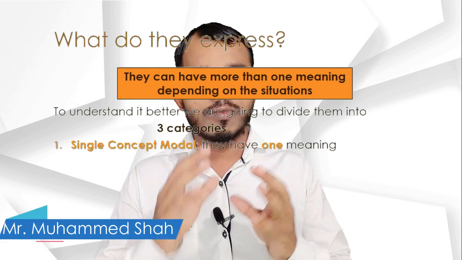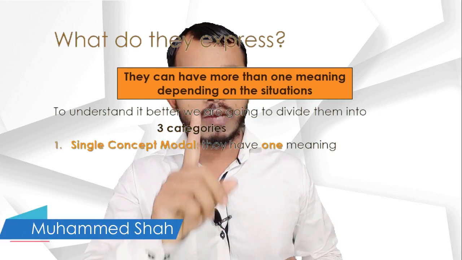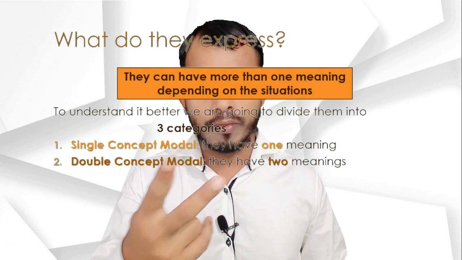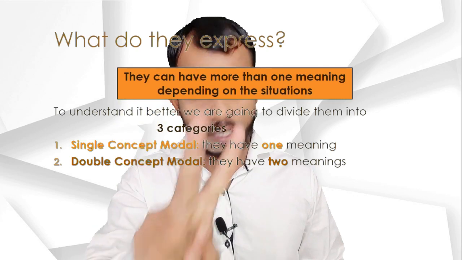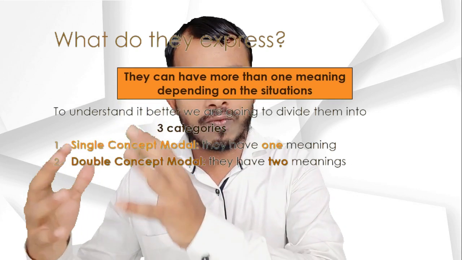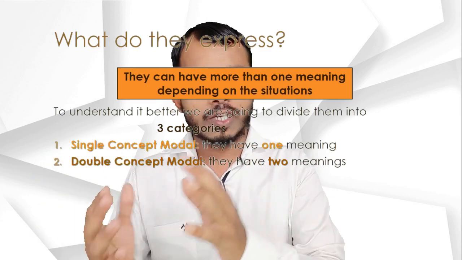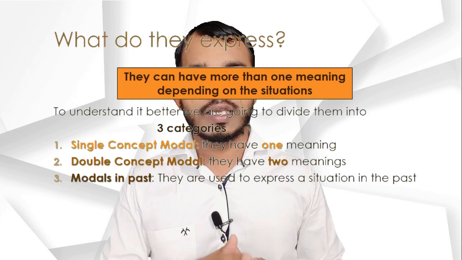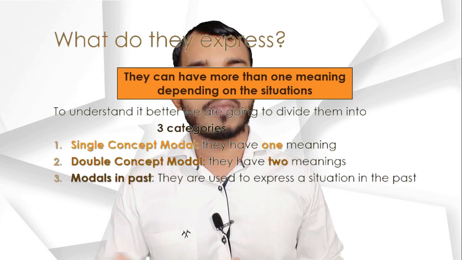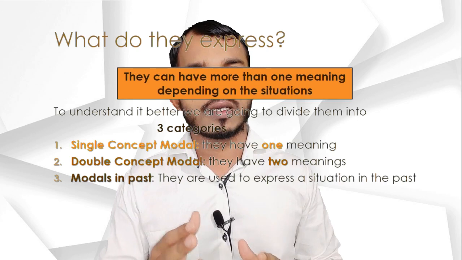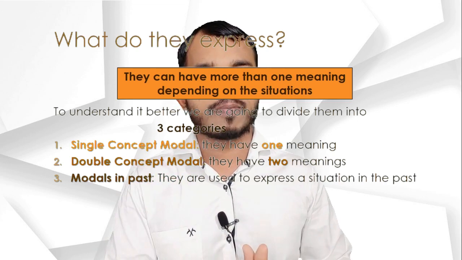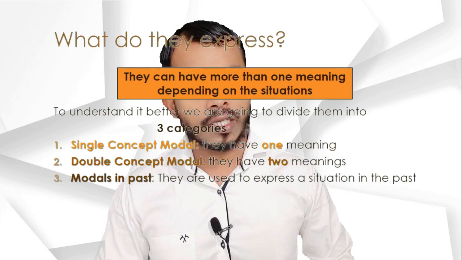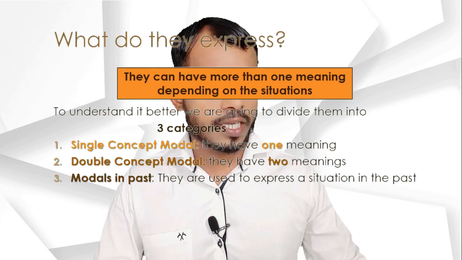One is single concept model. That model has only one concept, only one meaning. Then double concept model means they will have 2 meanings. One set of models has only one meaning, another set of models has double meaning, and another set is models in past. They are used to express a situation in the past. They are called models in past. So one by one I will explain.